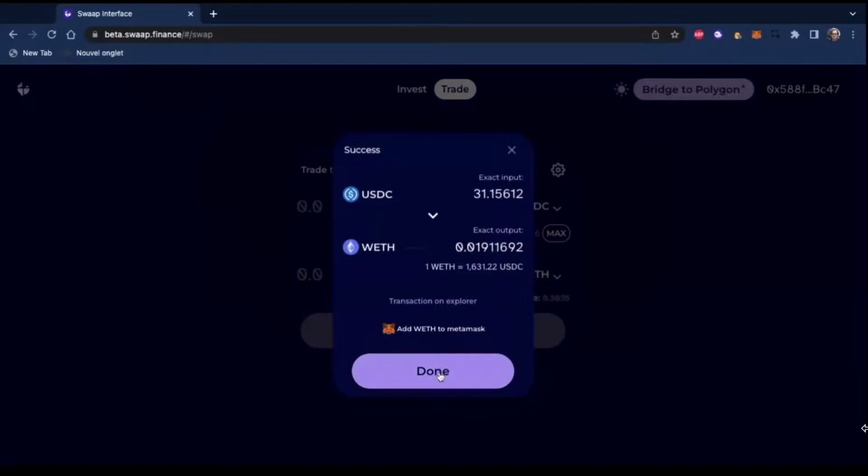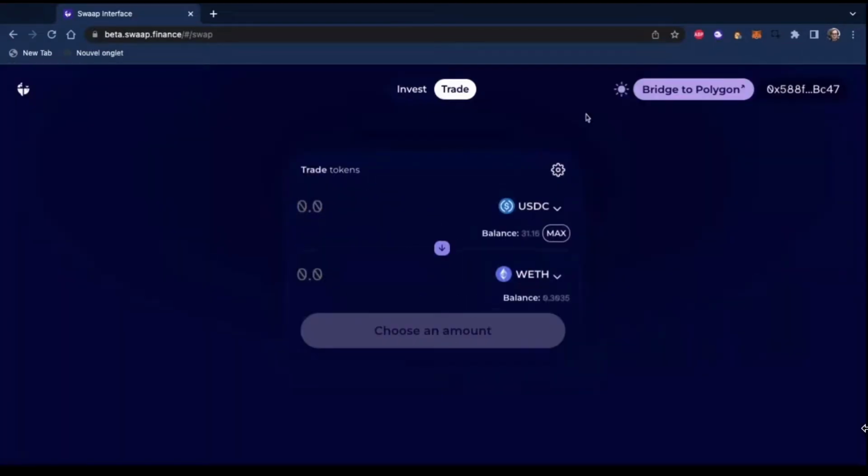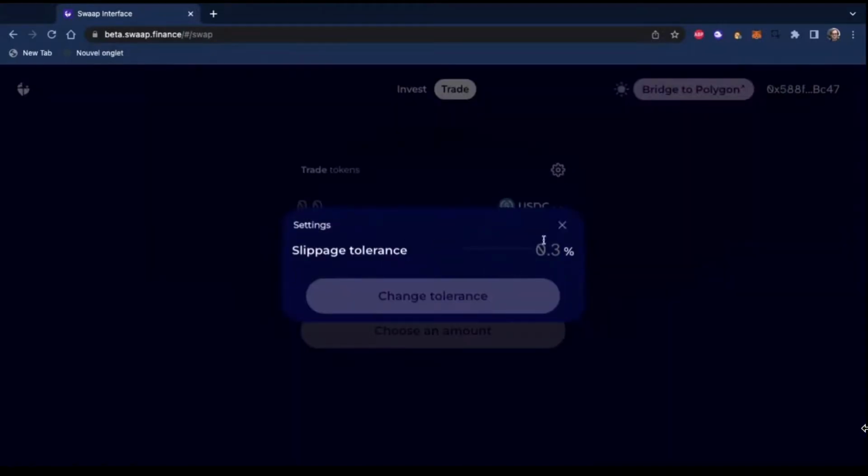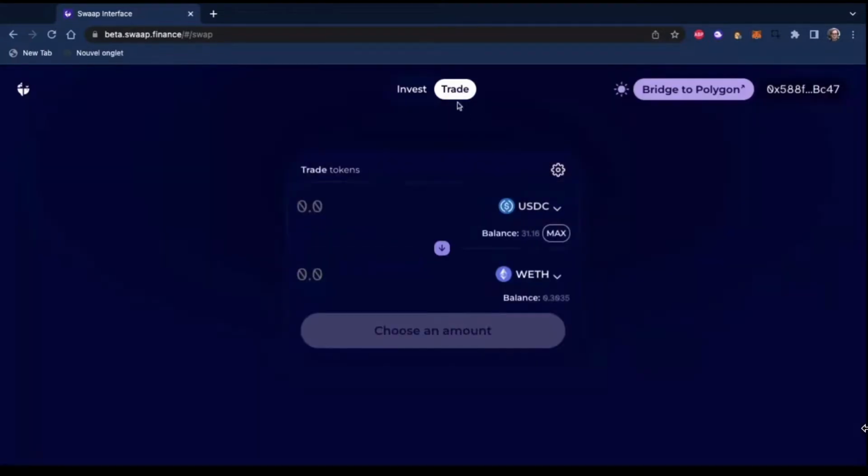And my transaction is done. So the balance is going to update, so that's it for the trading part. You can also set your slippage tolerance in this box. So slippage tolerance is the amount of deviation from the quoted price that you're accepting. Because if your transaction is a bit delayed compared to the moment when you had the quote, there may be a slight deviation from the price. So it's very standard, as in all AMMs.